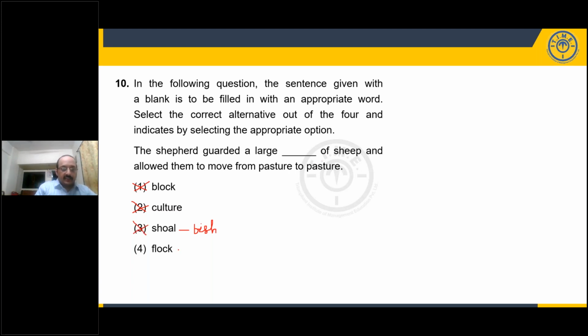And flock is basically a group of sheep. हम flock of birds भी बोल सकते हैं, flock of sheep भी बोल सकते हैं. So the shepherd guarded a large flock of sheep and allowed them to move from pasture to pasture. Option number 4. Shoal can be used both for fish as well as for whales. Flock is essentially used for sheep, for pigeons, for birds, etc. So flock of sheep. Option number 4. All right, guys, I hope this is making sense.